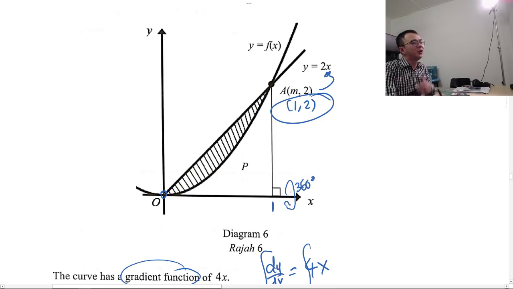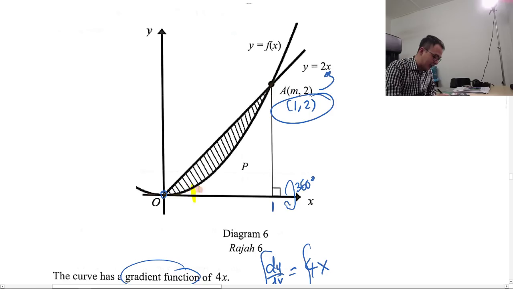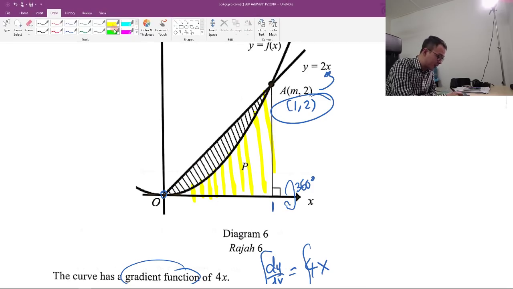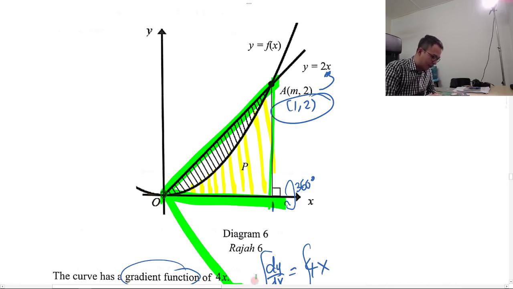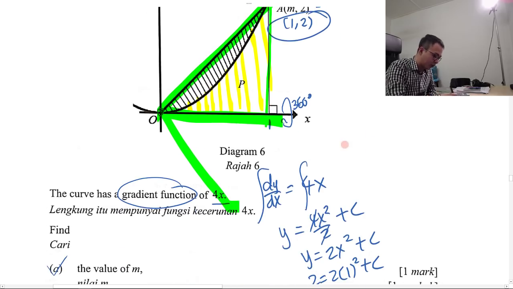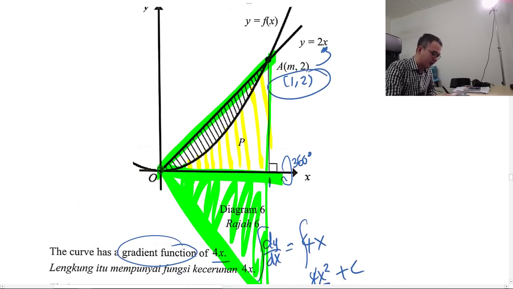So what I will do over here is rotate the triangle at the same time, because if I rotate the curve 360 degrees, I'm actually getting this area rotated 360 degrees. When I rotate the triangle 360 degrees, I will basically get a cone here. I'm not sure you can see the shape of the cone here or not.